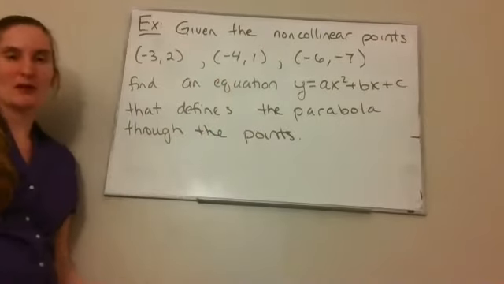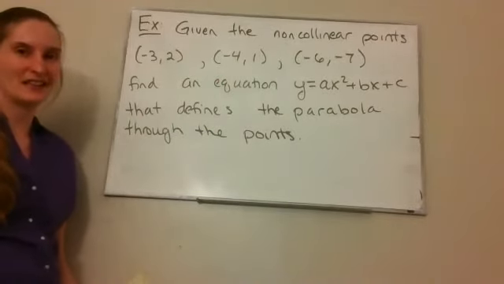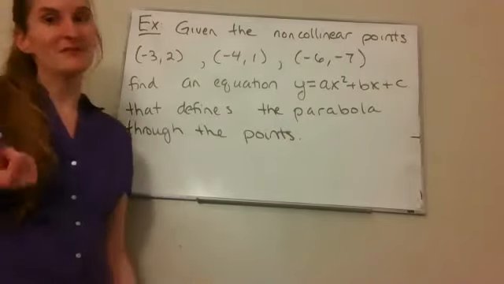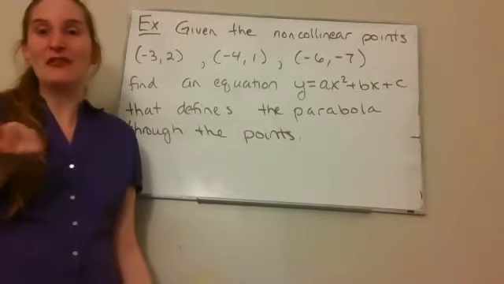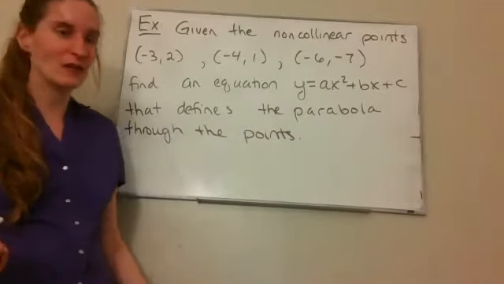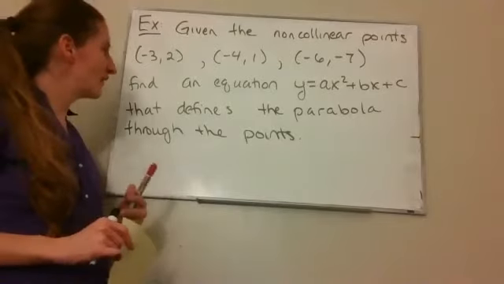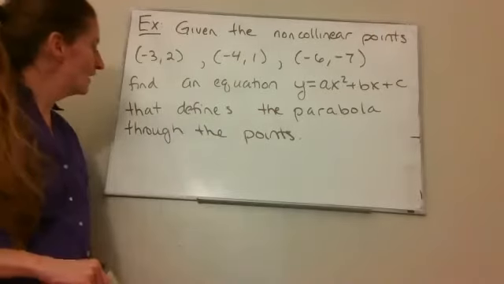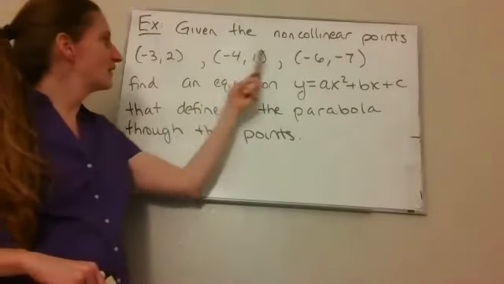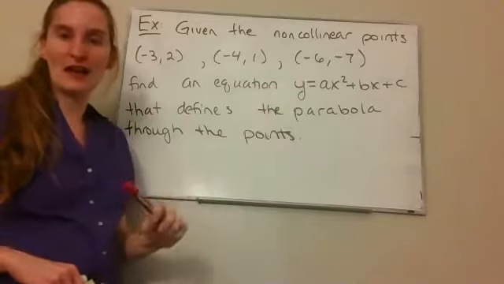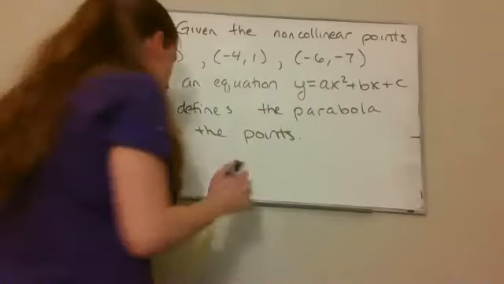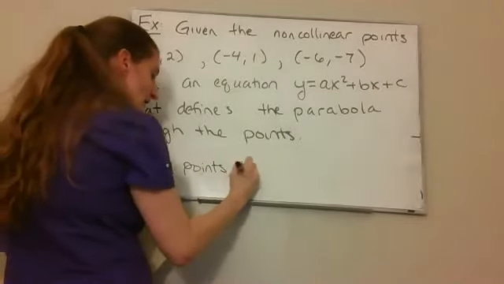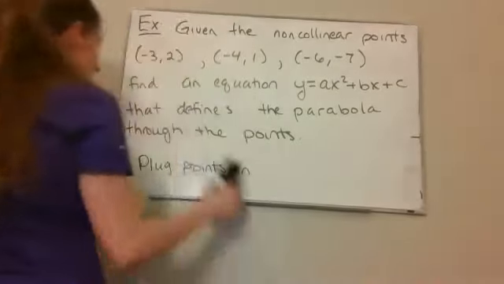So right now, you're probably looking at this problem and thinking, that doesn't look like a system of equations. What's going on? But you know what? It is a system of equations. We just have to find the equations first. We're going to set up a system to solve for A, B, and C. To do that, we're going to take each of these points and plug it into this y equals ax squared plus bx plus c. So plug the points in, and that will get us our system of equations.